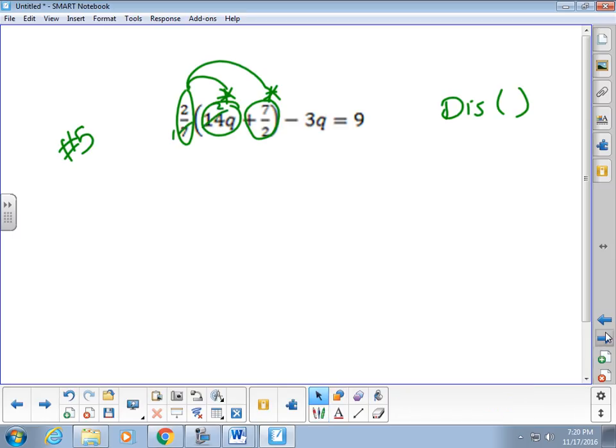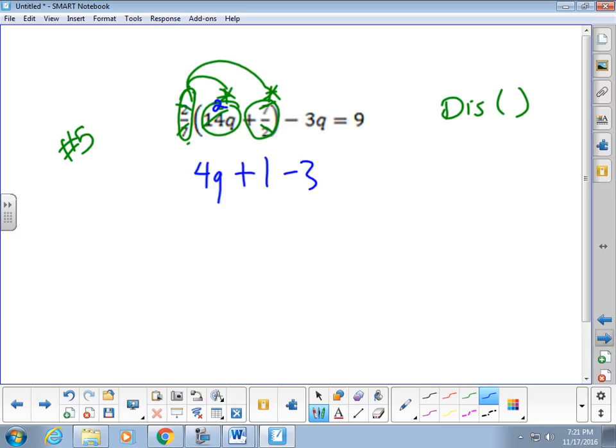Let me change my color. This will be 2. And 2 times 2 is 4. So I got 4q. And then I have to kind of reset because I'm multiplying that original number again. So now I got 2 over 7 times 7 over 2. Well, 2 and 2 cancel, and 7 and 7 cancel. So that ends up being 1 plus 1. Then I got minus 3q equals 9.